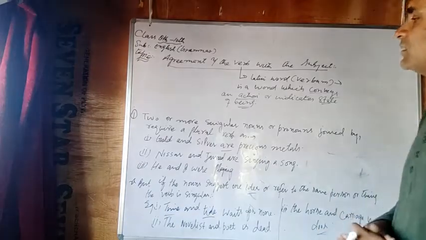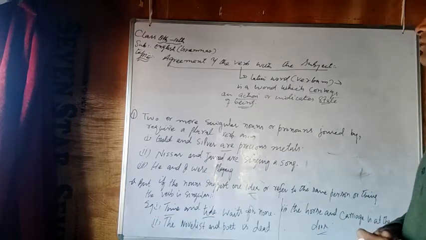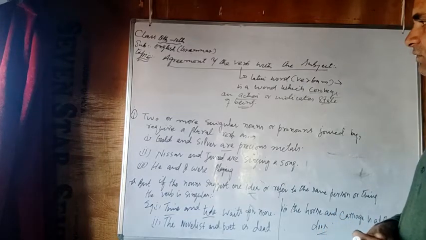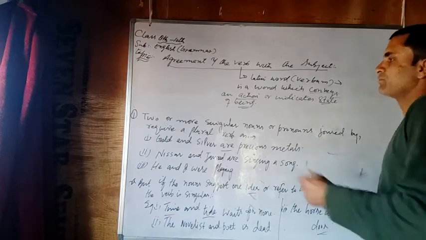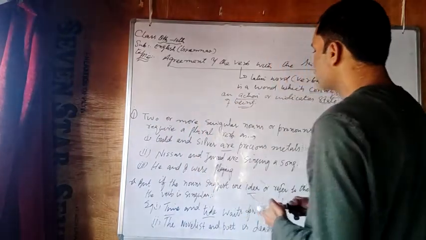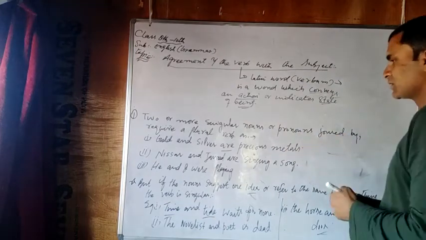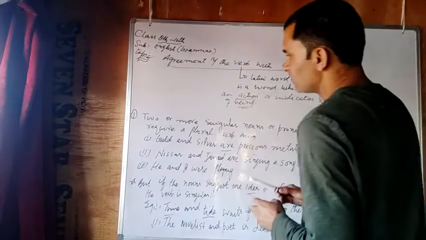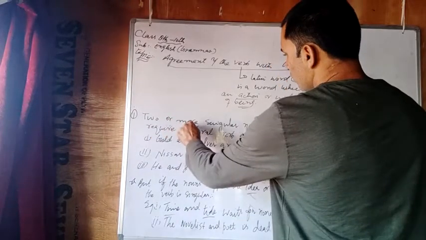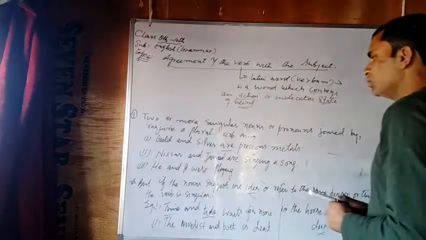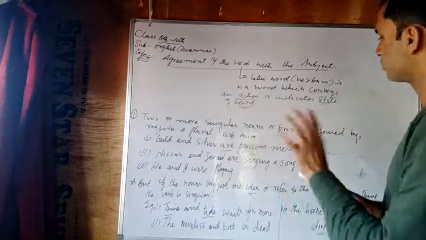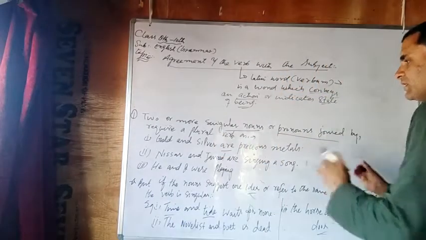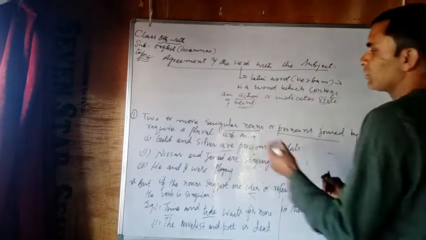There are so many rules regarding the agreement of the verb with the subject. The first and foremost rule is that when two or more singular nouns or pronouns are joined with each other, they require a plural verb.